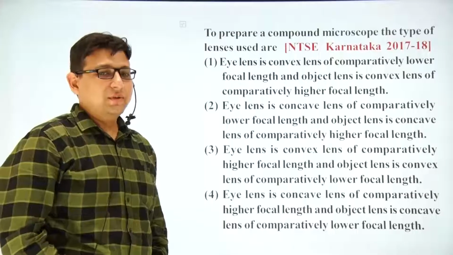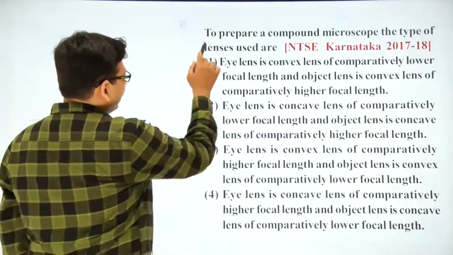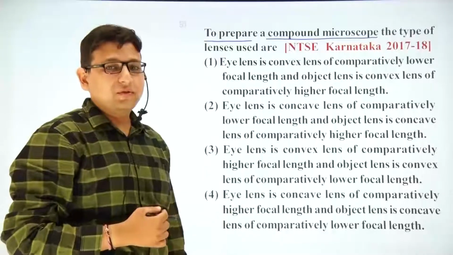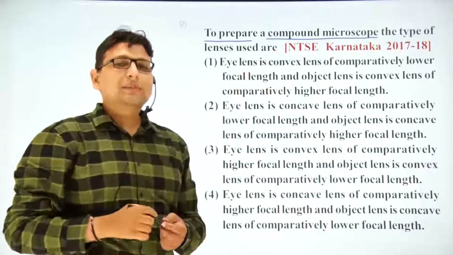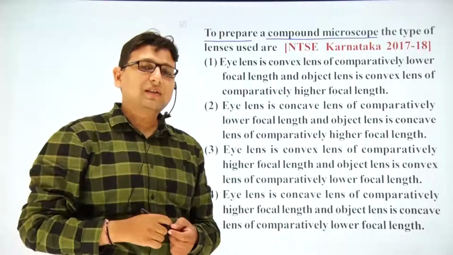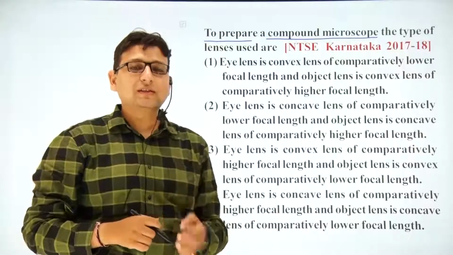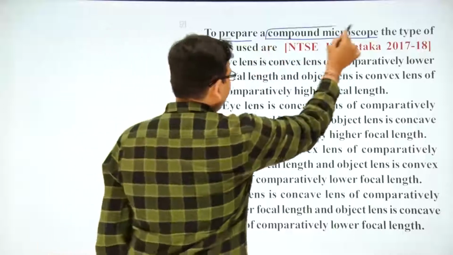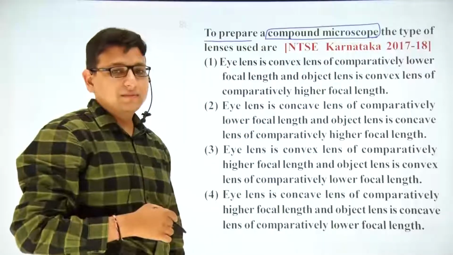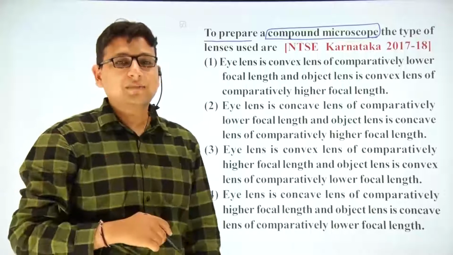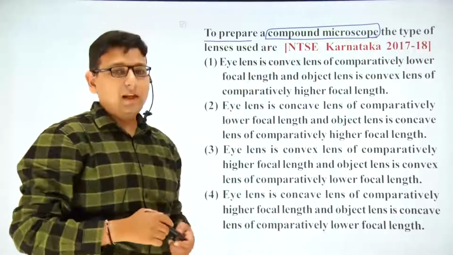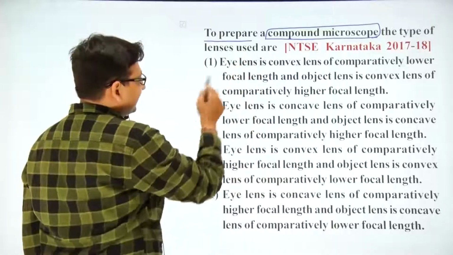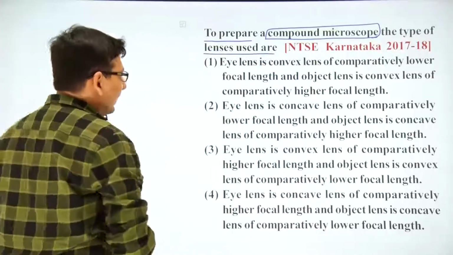Students, moving to the next question. To prepare a compound microscope, what is the meaning of compound microscope? We have a simple microscope where magnification is there, and microorganisms like bacteria can be seen, but a compound microscope has a larger magnification. Because of the larger magnification, it is used in labs, where we have two types of lenses. They are asking the type of lenses used.